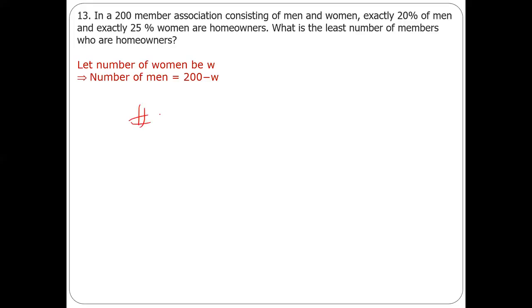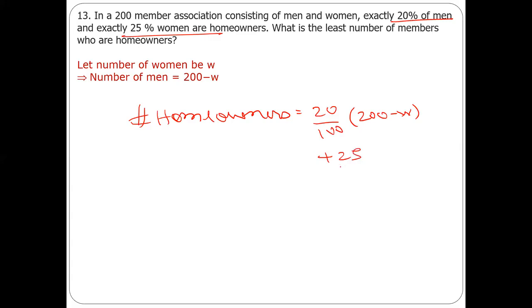Number of homeowners is how many? 20% of men and 25% of women, correct? So 20% of men, right? So 20% of 200 minus W plus 25% of W, right? Because W is the total number of women and 25% of them are homeowners.